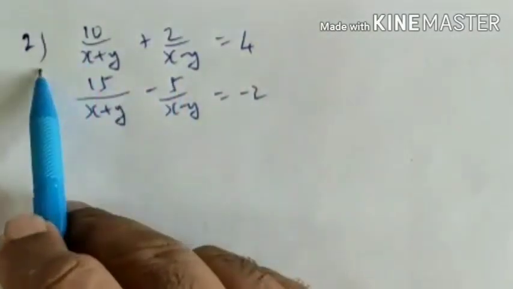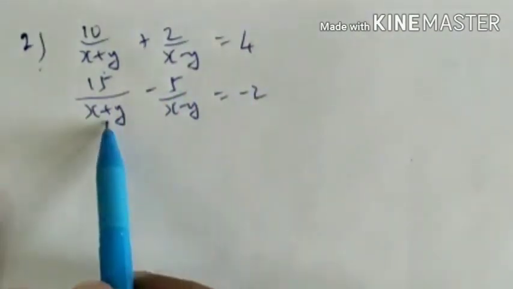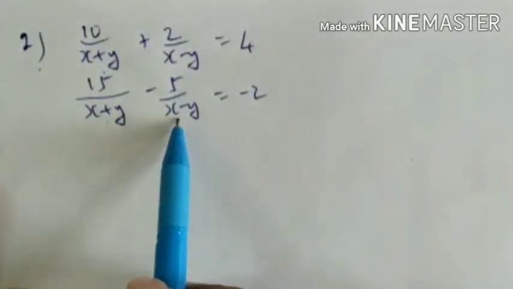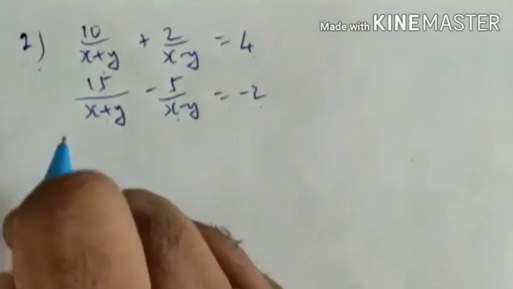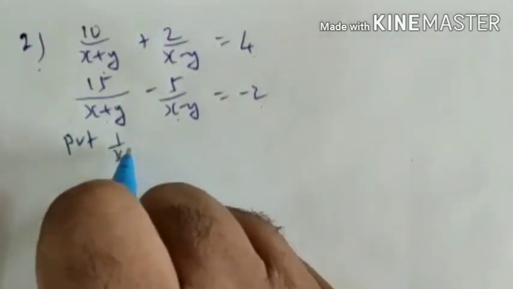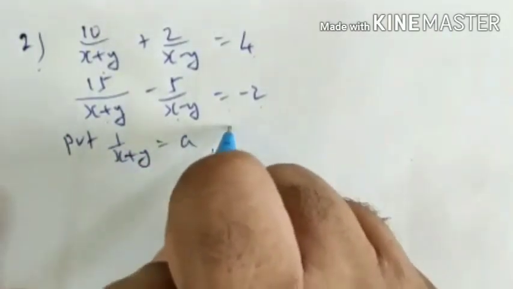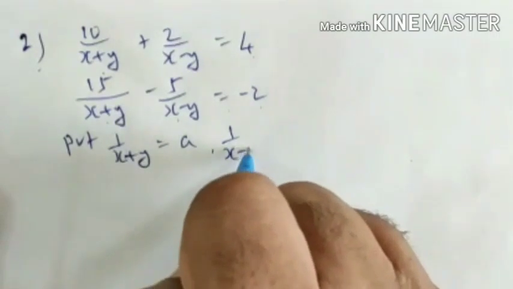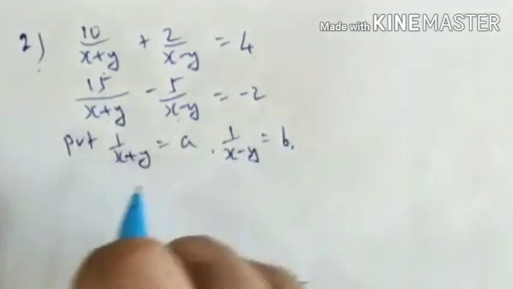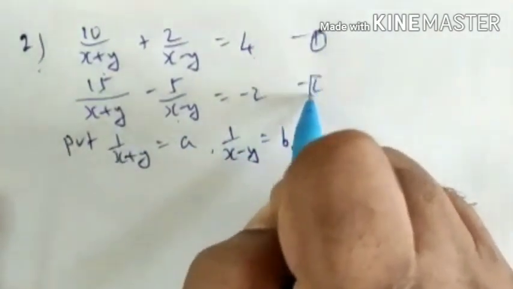See question 2. 10 upon x plus y plus 2 upon x minus y is 4. 15 upon x plus y minus 5 upon x minus y is minus 2. Here substitution we shall use. Put 1 upon x plus y is equal to a, and 1 upon x minus y we shall take it as b. Now our equations will become, see this is our equation 1 and this is our equation 2.